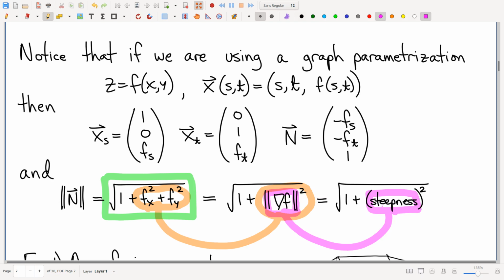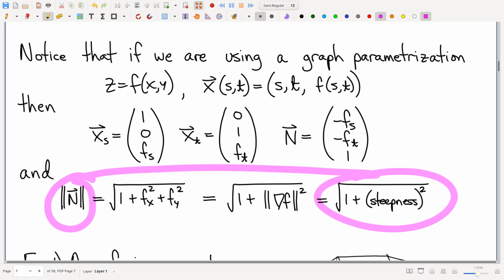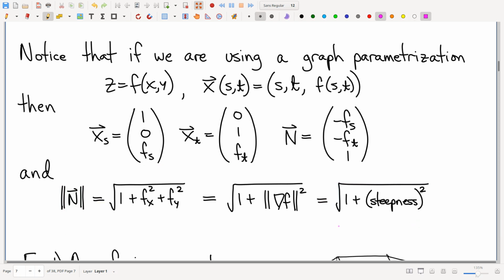Your stretching factor is going to work out very conveniently as just this. So you don't even technically need to know the function f. All you need to know is how steep is the graph, and the area stretching factor is determined exclusively from that steepness.